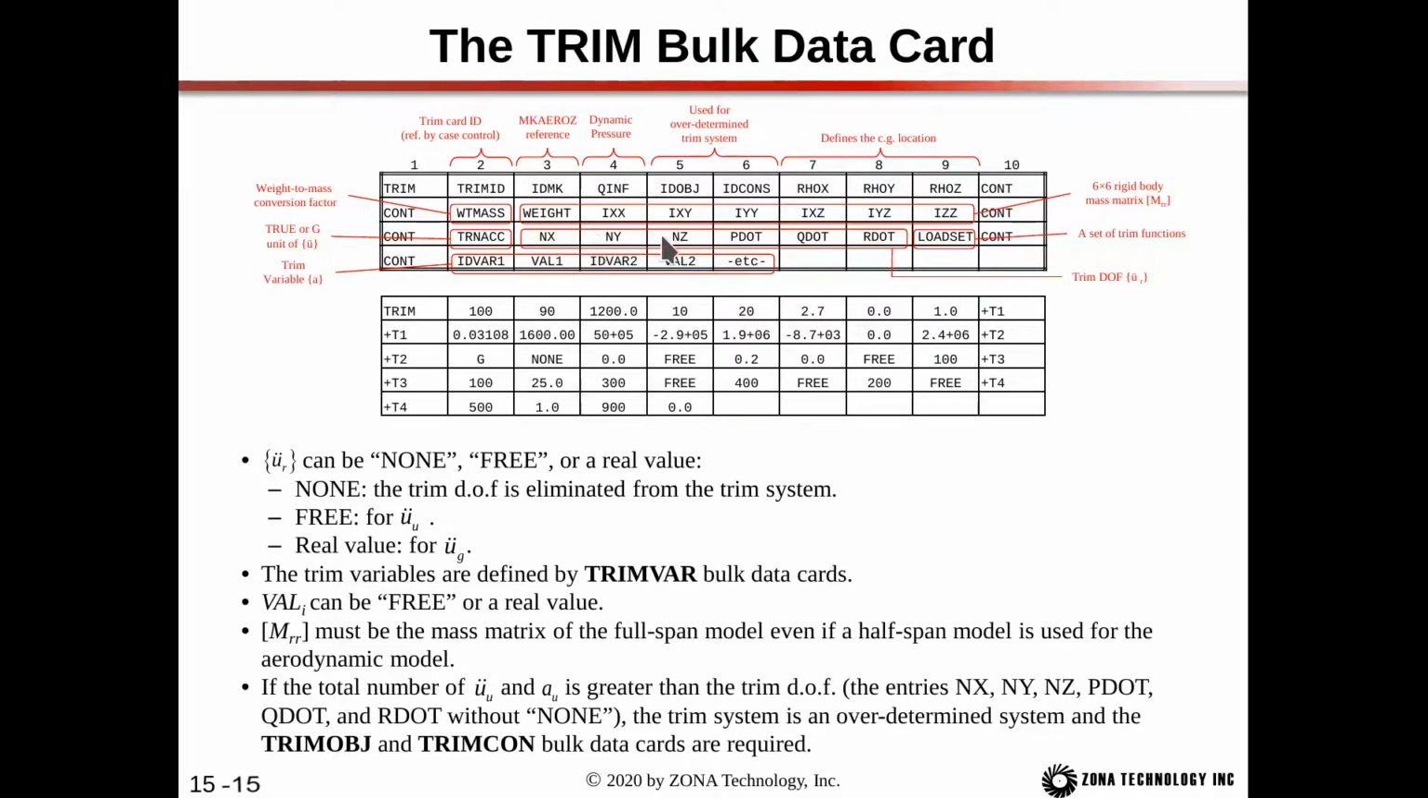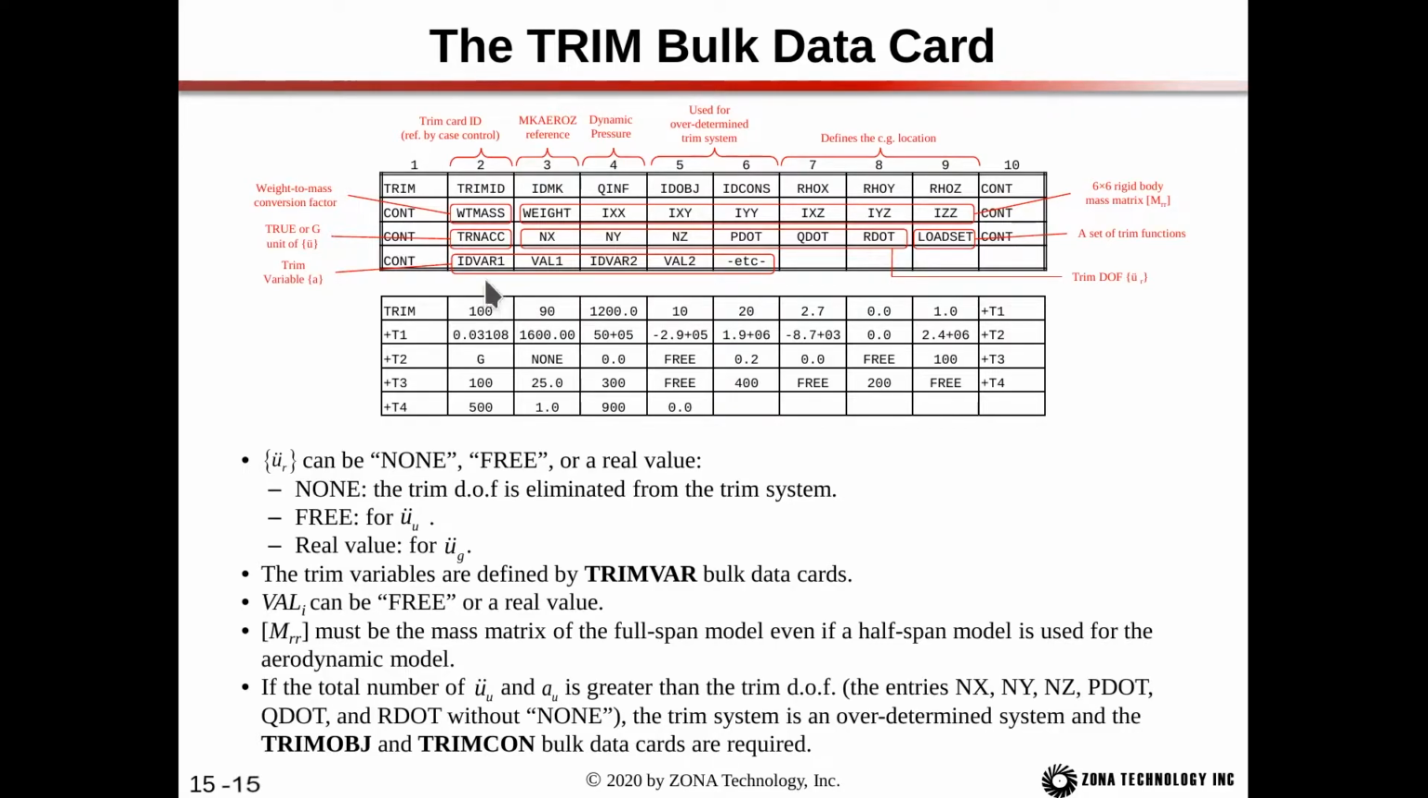So NX, NY, and NZ are the trim degrees of freedom, X, Y, and Z accelerations, and then P dot, Q dot, R dot are, of course, the accelerations P dot, Q dot, and R dot. And then lastly, the load set field refers to a set1 card to define a set of trim functions, which ZEUS will calculate the value of and print those out in the output file.